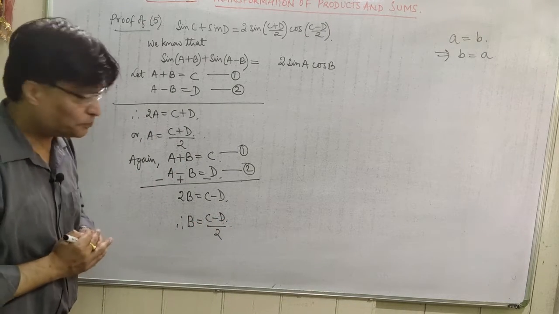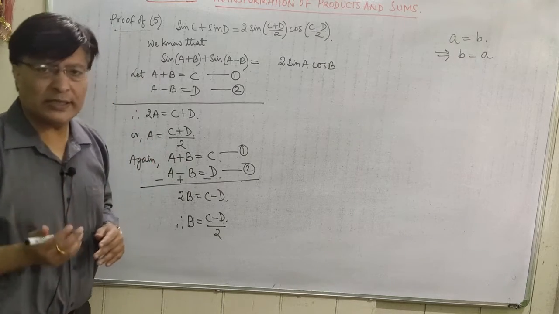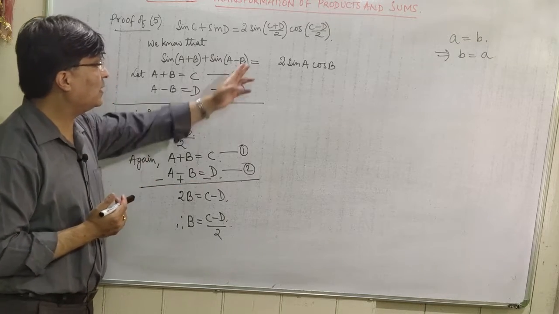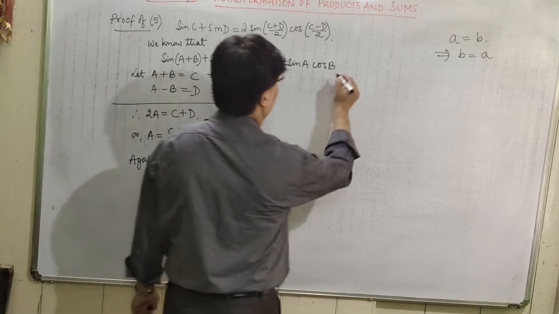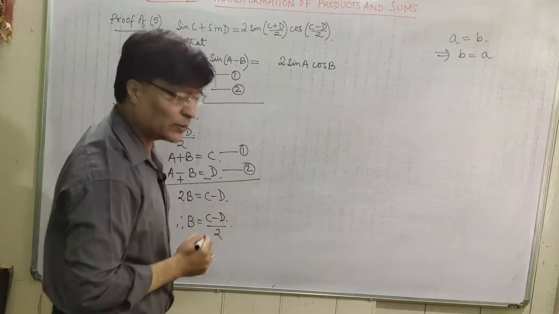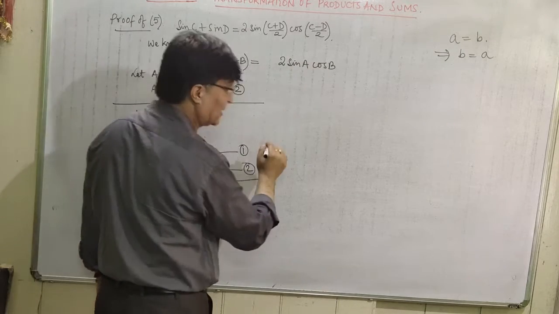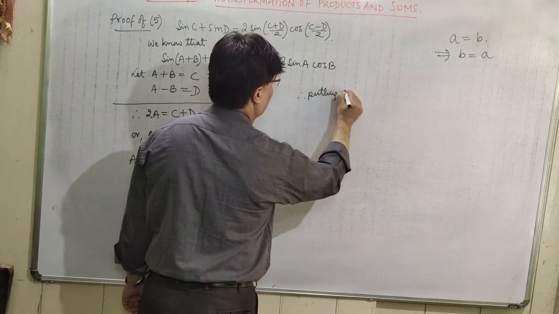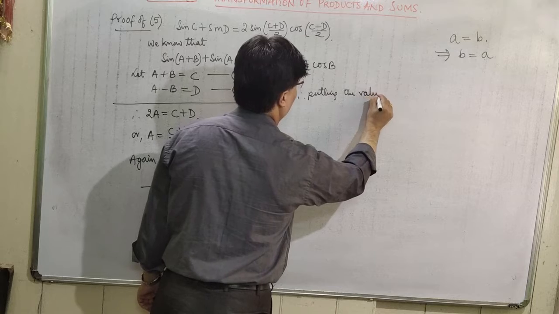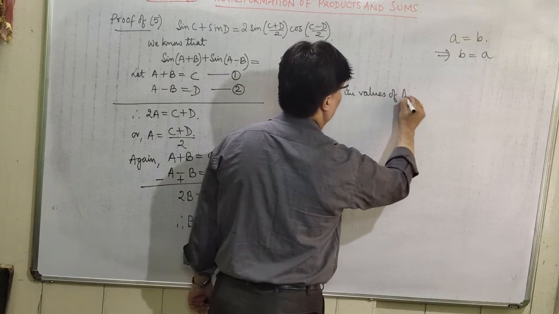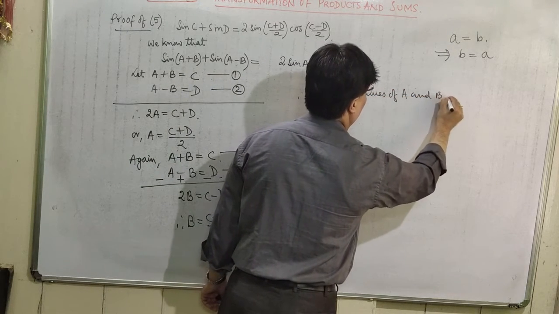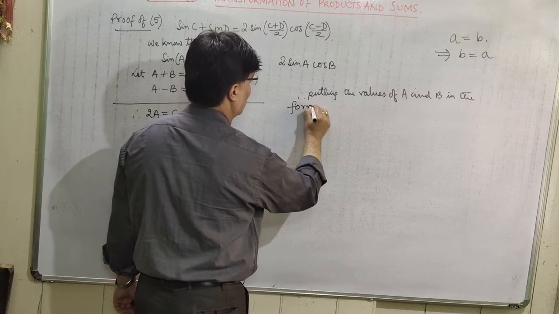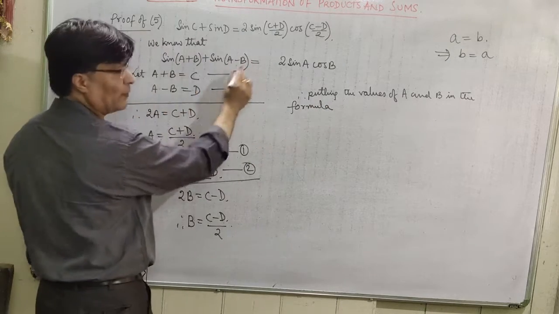Is that clear now? So now what will you do in the next step? In the next step, let us put these values of a and b in this formula. Okay, so this is the formula, right? So therefore, putting the values of a and b in the formula, which formula? This formula, right?